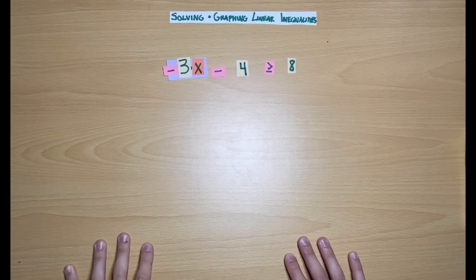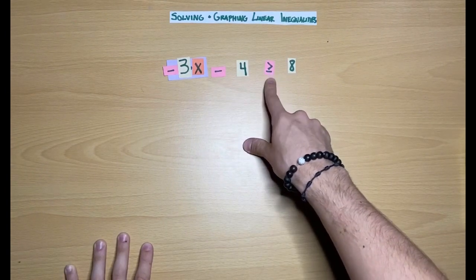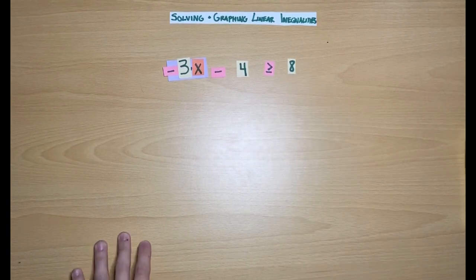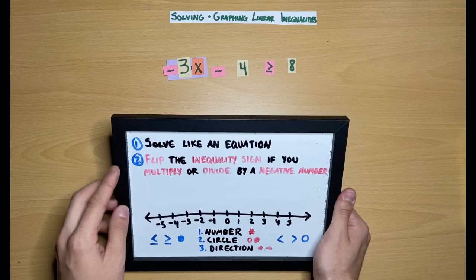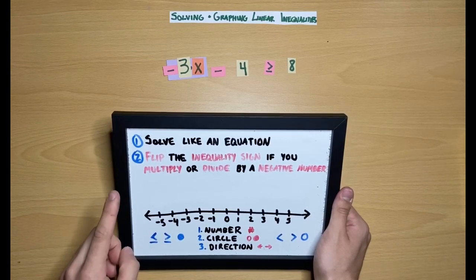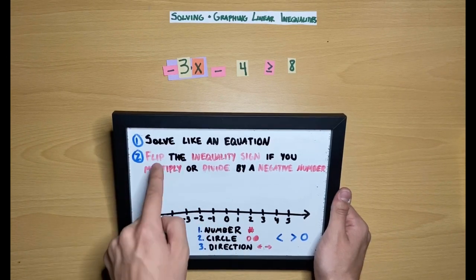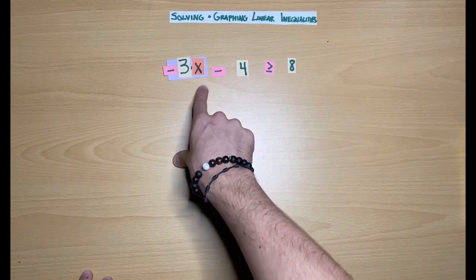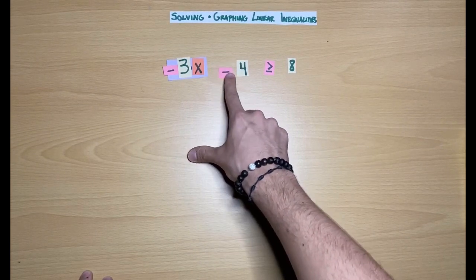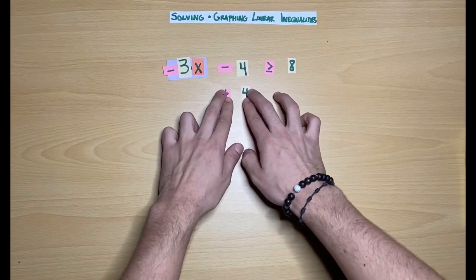The next problem we will look at is this one. Negative 3x minus 4 is greater than or equal to 8. Again, we solve this like a normal equation. And then if we encounter at any point a multiplication or division by a negative number while we are solving, we will flip that inequality sign. So let's go ahead and solve this like a normal equation. Negative 3x, we're trying to get this x by itself, but this negative 4 is in the way. So we use our inverse operations to add 4 to both sides.